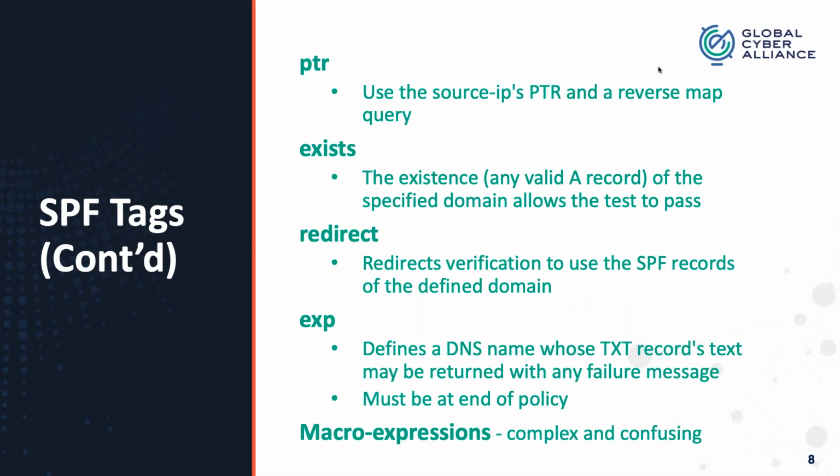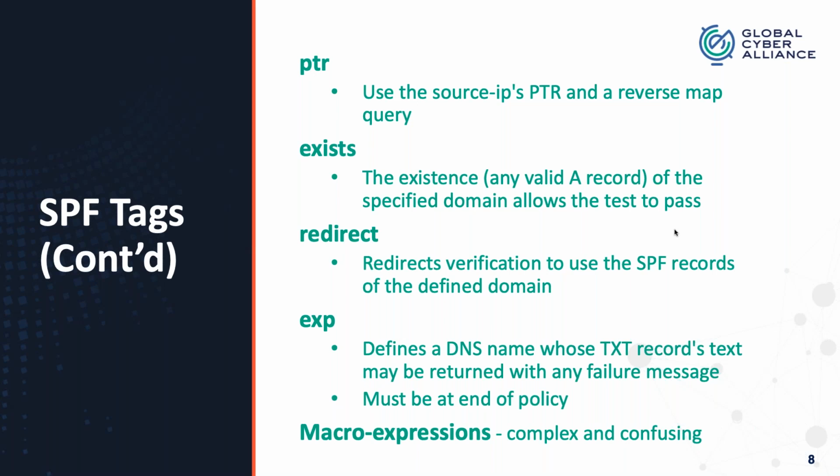Now, there are other ones here. Depending on the situation, it's very rare that I've seen a lot of these actually being used. So PTR is using the source IP's pointer record as a reverse map query. A pointer record is where you're doing a reverse lookup, right? So you know the IP address and then you're using the IP address to find the domain. This is something that I personally haven't seen, but it doesn't mean it hasn't been used.